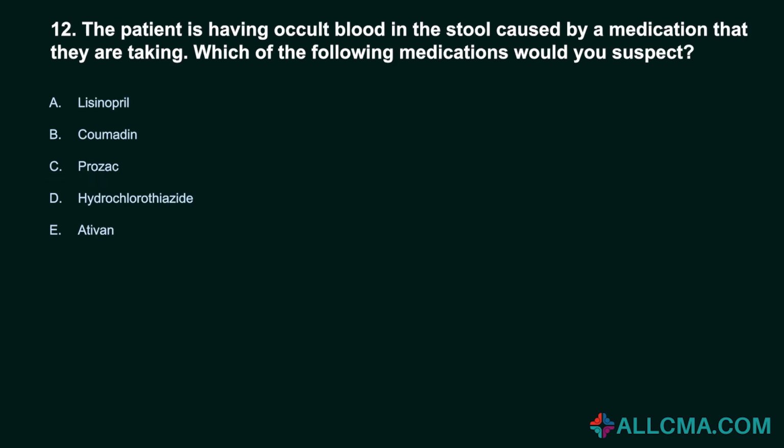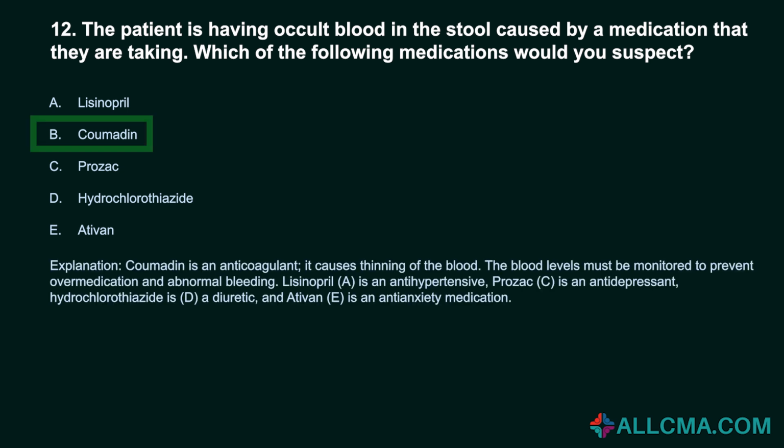12. The patient is having occult blood in the stool caused by a medication that they are taking. Which of the following medications would you suspect? A. Lisinopril. B. Coumadin. C. Prozac. D. Hydrochlorothiazide. E. Ativan. Correct answer, B. Coumadin. Coumadin is an anticoagulant.